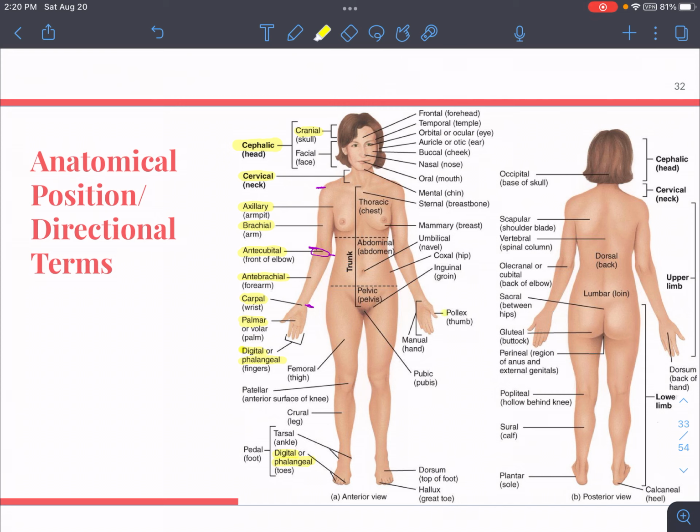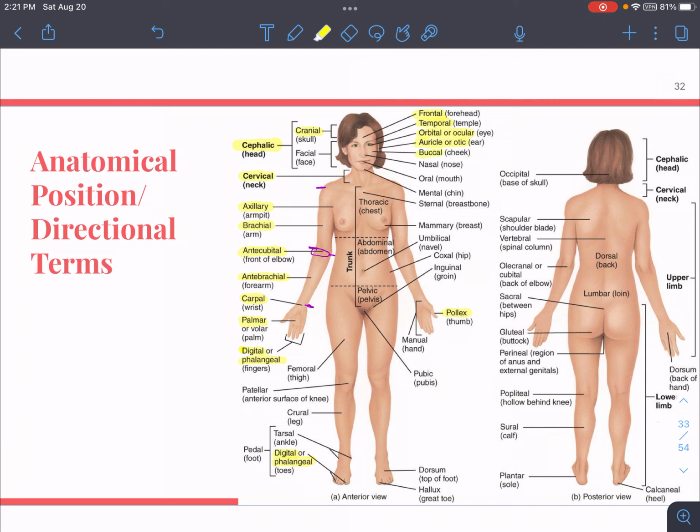While we're on your hand, we have your pollex. Your pollex is your thumb. We have frontal, which is your forehead. Frontal is actually the name of the bone that is underneath the skin and the muscle of your forehead. Temporal is where your temples are. Orbital or ocular for your eyes. Auricle or otic for your ear.